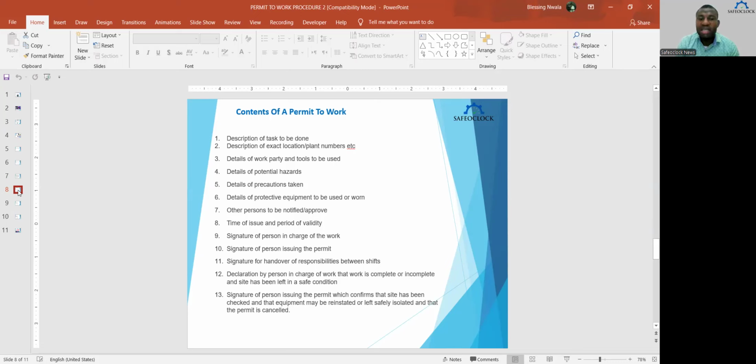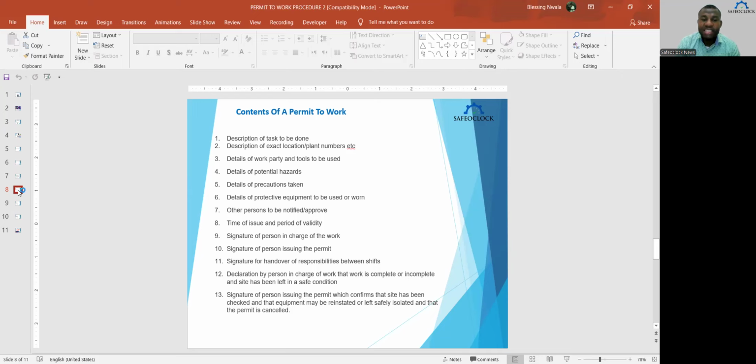It should also contain the hazards. In most cases, it comes in the form of a checklist where you check and tick the hazards that are associated with that activity. Then the control measures that have been implemented to prevent incidents, the type of PPEs required in carrying out that activity. Then the other people or other personnel that have been notified of that activity.